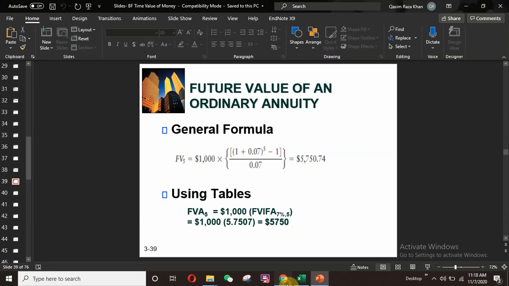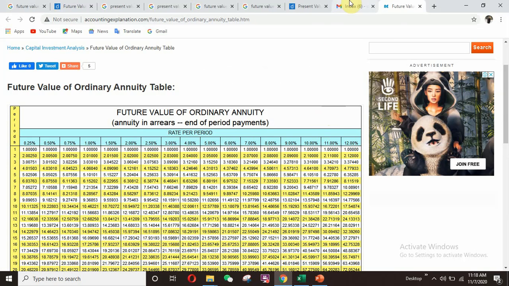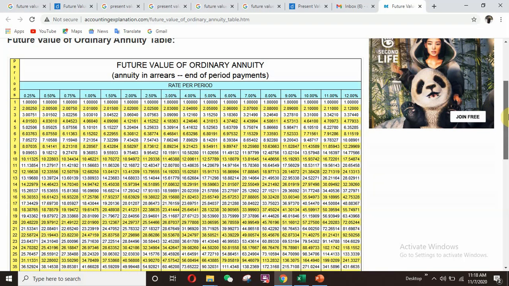Simply, I will go to Google and write down the future value of ordinary annuity table. So basically this is the future value of ordinary annuity table, and from here I can find the value. On the horizontal side there is the interest rate, which you can also call the rate of return, denoted by i, and on the vertical side there is the time period, which we denote with n.